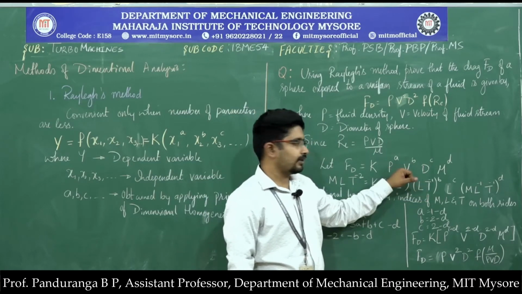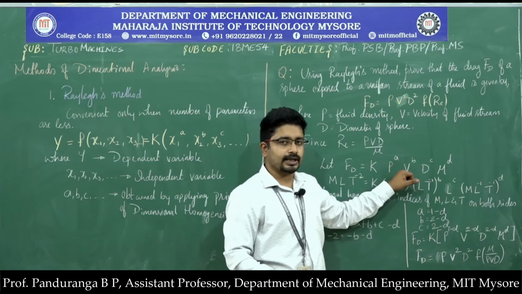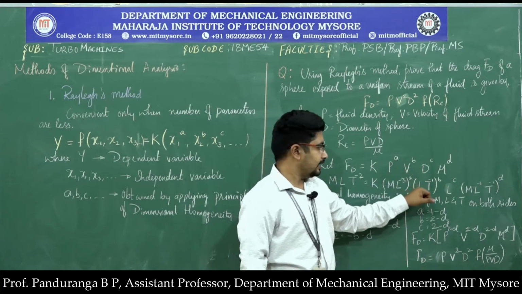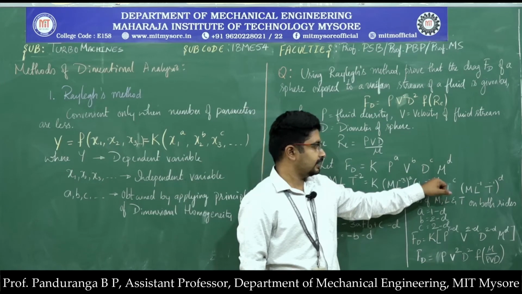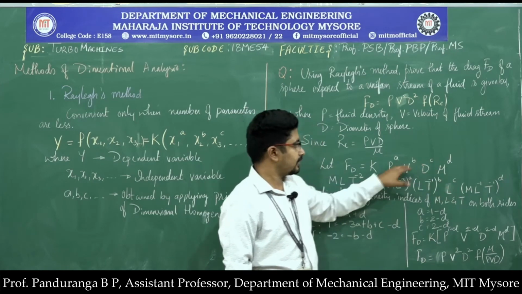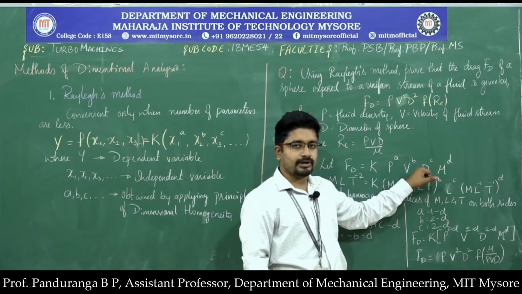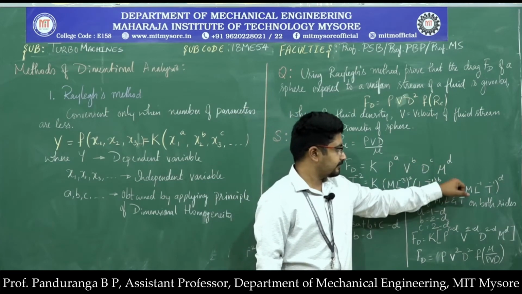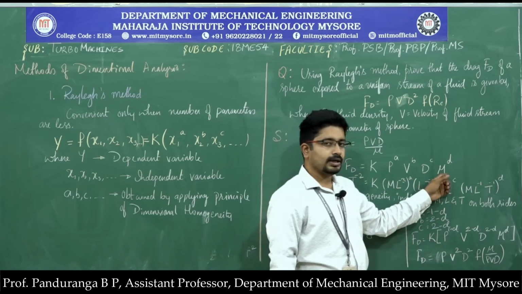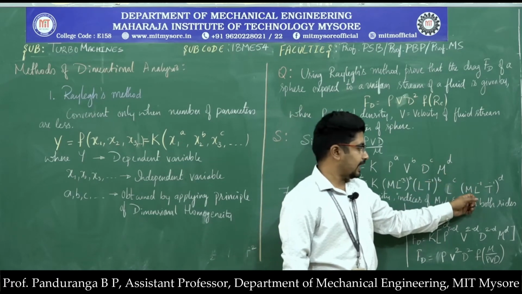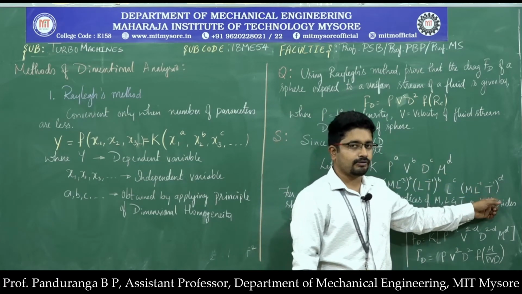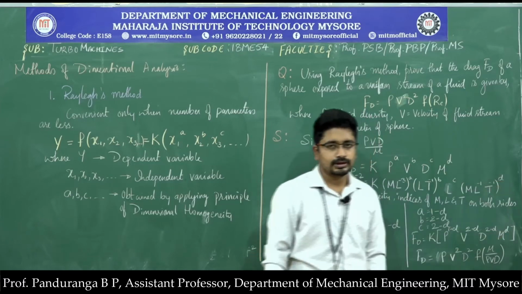Then velocity is meter per second, so length by time, L T to the power of minus 1, whole to the power of b, because we have v to the power of b. Then d to the power of c, d is diameter which is length, so L to the power of c. And mu has a fundamental dimension of M L to the power of minus 1 T to the power of minus 1, whole to the power of d.